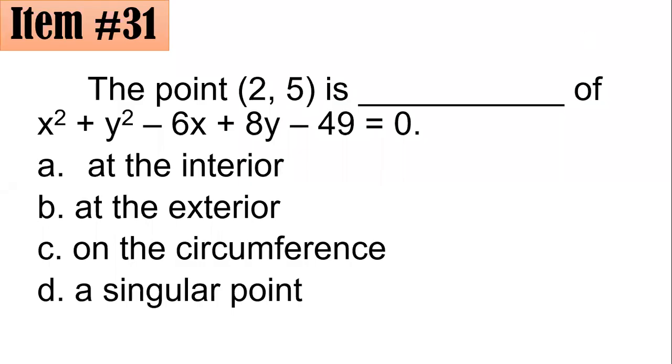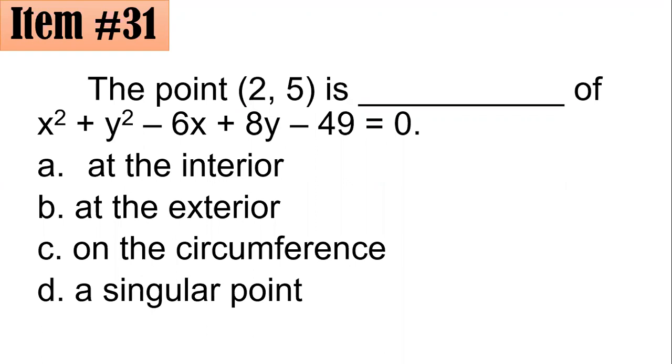All right, moving on. Let's have item number 31. The point (2, 5) is blank of x squared plus y squared minus 6x plus 8y minus 49 equals 0. Is it at the interior, at the exterior, on the circumference, or a singular point? What do you think?